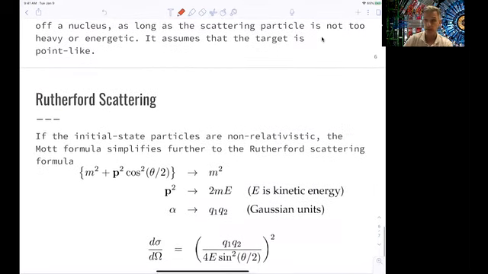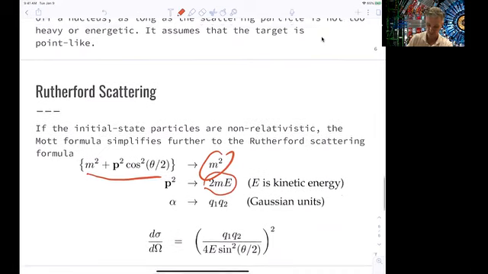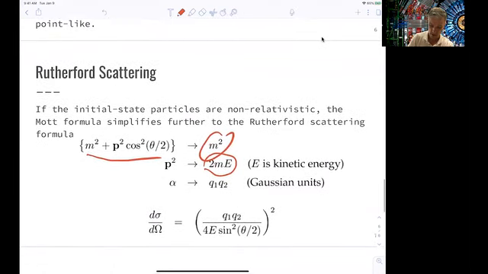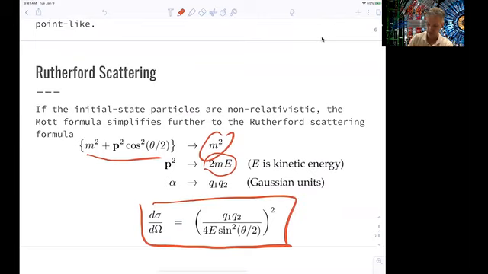We can further discuss now the case where the initial state particles are non-relativistic. Here our momentum formulas simplify. This is simply m squared, p squared is 2 m E, and alpha is q1 times q2. Those are the electric charges. And so then our differential cross-section further simplifies to something you have already seen. The differential cross-section is equal to q1 times q2 divided by 4 times the energy times sine squared theta half, all squared.